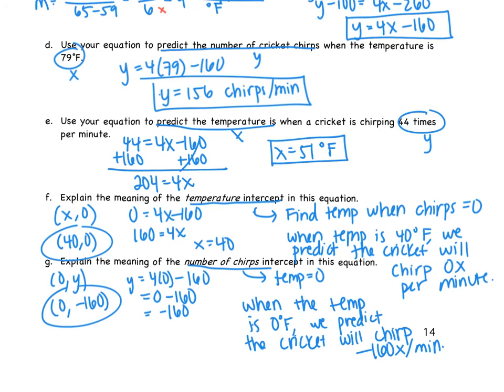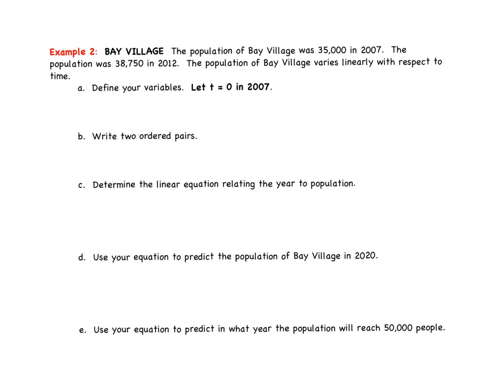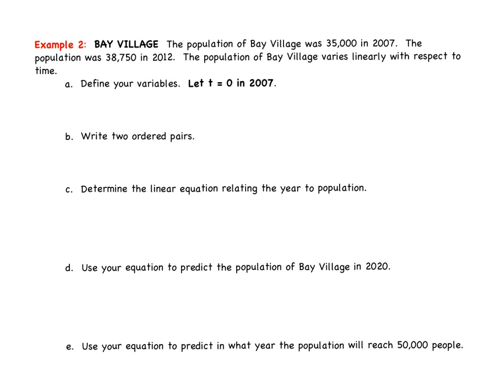Here's what I would like you to do before you come to class tomorrow. We're going to take a look at this next page. This next page is another linear modeling problem about Bay Village. You're not going to do the whole problem. What I want you to do for tomorrow is parts A, B, and C. So I want you to define your variables, write 2 ordered pairs, and determine the equation. Instead of t, you're going to use x. So for the next class period, please do parts A, B, and C, and I will check when you come into class. If you have any questions, please make sure you write them down.